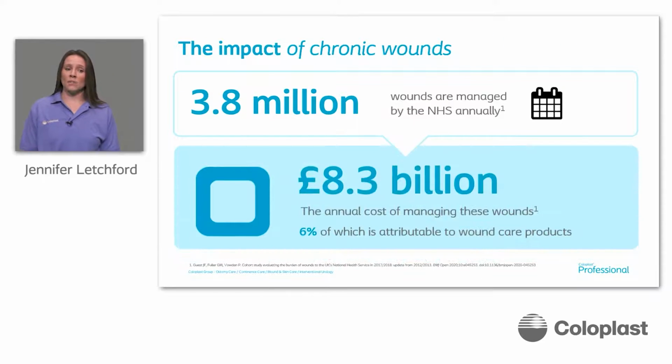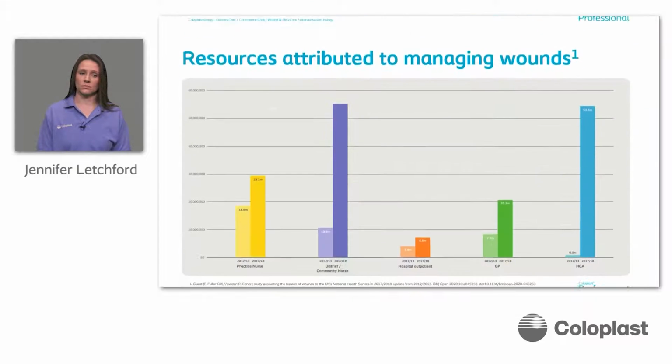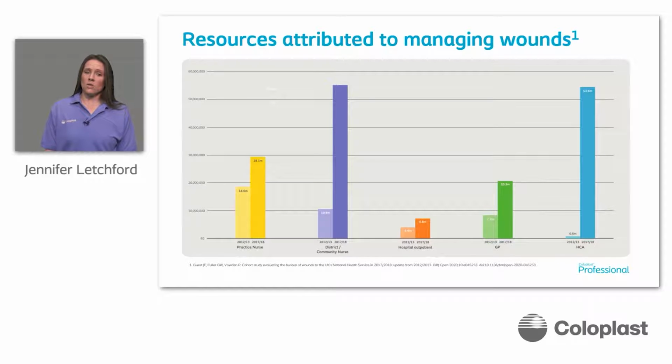So there's been a huge impact of chronic wound cost and healing. 3.8 million wounds are managed annually by the NHS at a cost of £8.3 billion. The resources that are needed to manage these wounds have also increased dramatically.